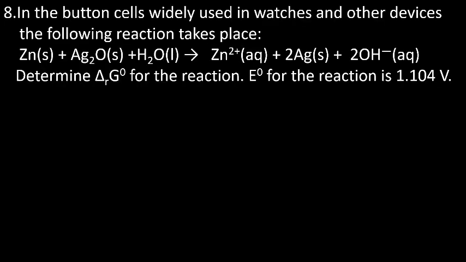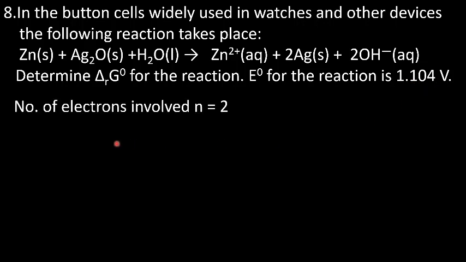Now let us do one problem. In the button cells widely used in watches and other devices, the following reaction takes place. Zinc plus silver oxide plus water gives zinc 2 plus, Ag solid and 2 OH minus. Determine the delta G naught for the reaction provided E naught for the reaction is 1.104 volts. Now let us see the solution. See how many electrons are involved here. Zinc becomes zinc 2 plus. Therefore, the number of electrons involved is 2 electrons.